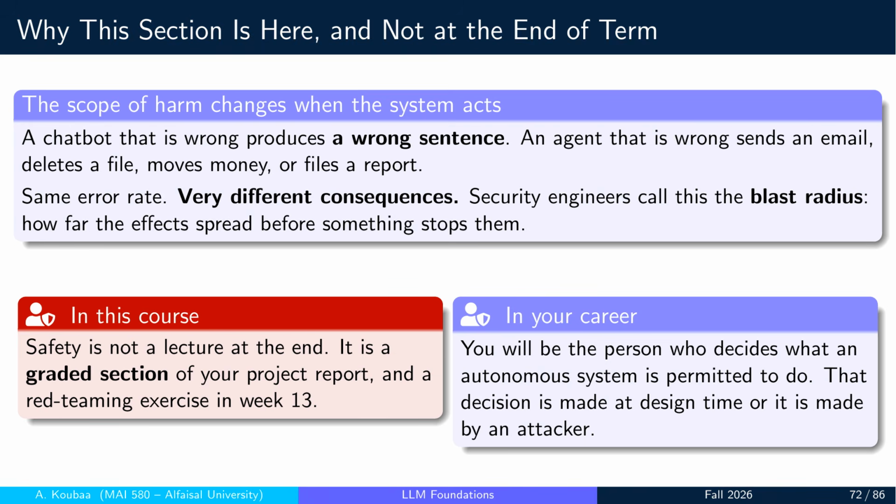Let me answer the question directly, because you might reasonably be wondering why week 1 has an ethics section. Because the scope of harm changes when the system acts. Read the contrast. A chatbot that is wrong produces a wrong sentence. An agent that is wrong sends an email, deletes a file, moves money, or files a report.